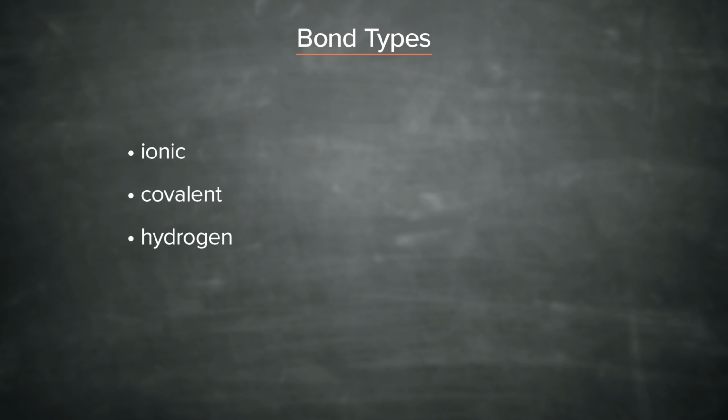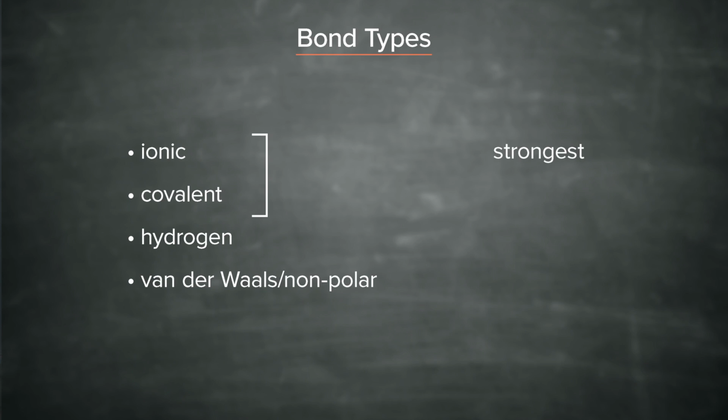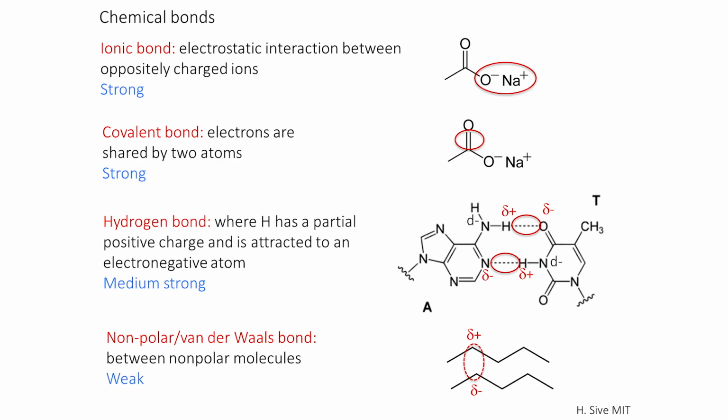And then I'm going to put together van der Waals and nonpolar or hydrophobic bonds in one class, although strictly speaking, that's not quite fair. From strongest to weakest, the ionic and covalent bonds are strongest, this bottom class is the weakest, with hydrogen somewhere in the middle. Let's take a look at some of these chemical bonds and see what we can say about them.